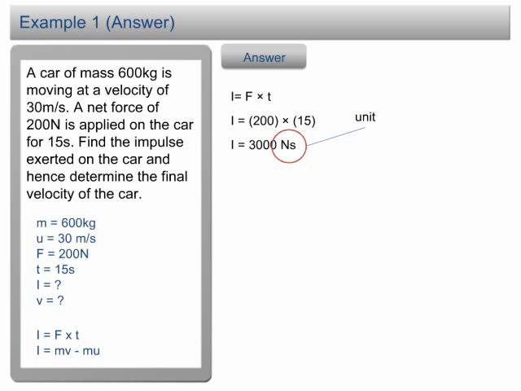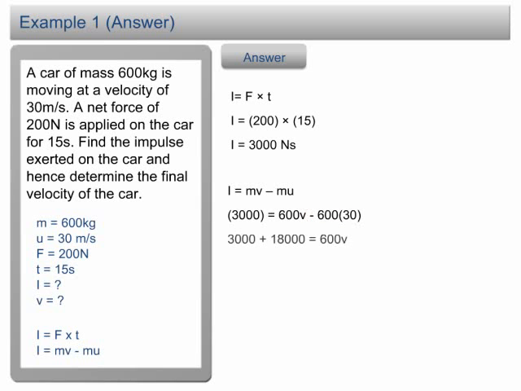Okay. The second question is, how much is the final velocity? We have the mass and the initial velocity. We also know the impulse. Therefore, we can use I equals mv minus mu to solve our problem. Plug in I, m and u. Move this to the other side. 3000 plus 18,000 equals 600V. Hence, V equals 21,000 over 600, which is equal to 35 meters per second. This is the final answer that we want.